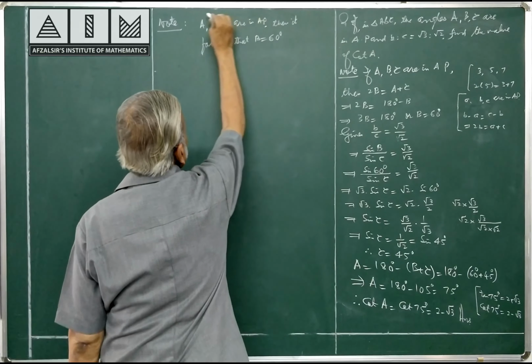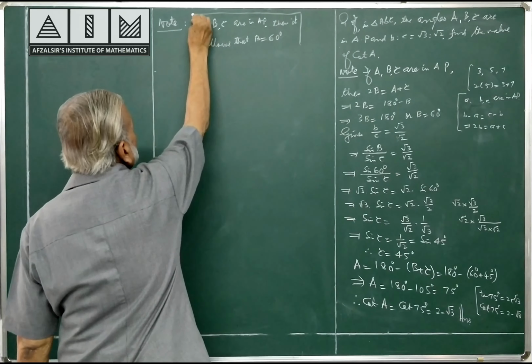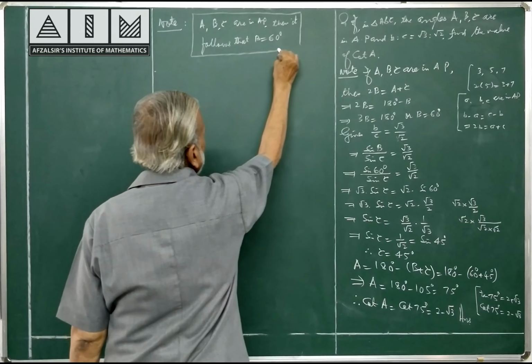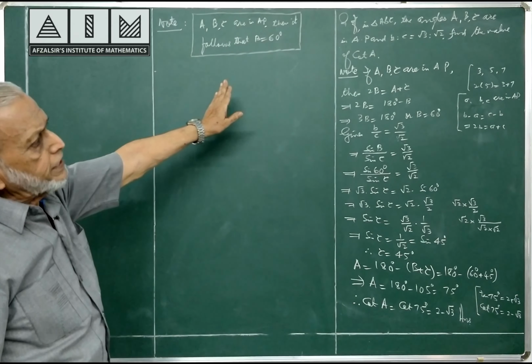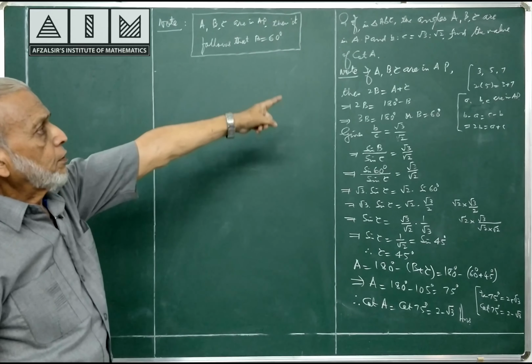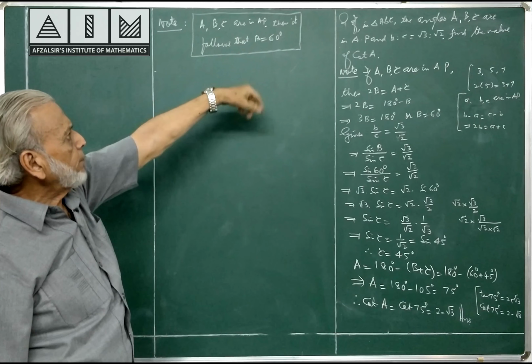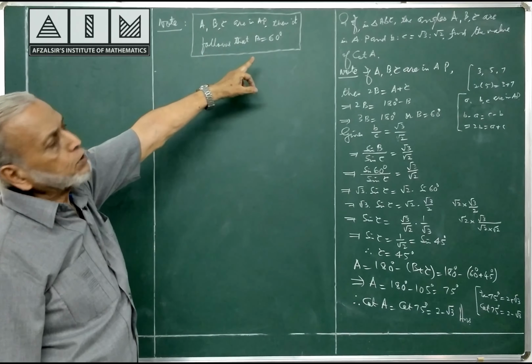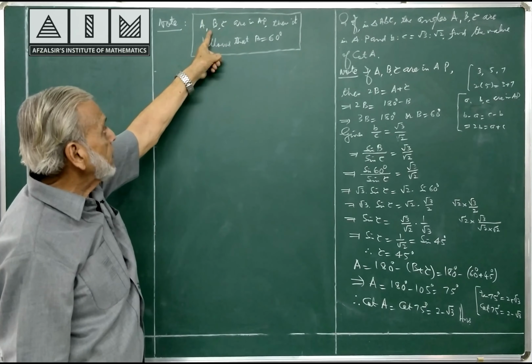Please note, it is not possible to write all this working every time. Straight away, whenever they say angles A, B, C are in AP, I will write angle B is equal to 60 degrees. All this working will not be required. Straight away, A, B, C are in AP means B is equal to 60 degrees. The mean angle, please see here, the mean angle is 60 degrees.